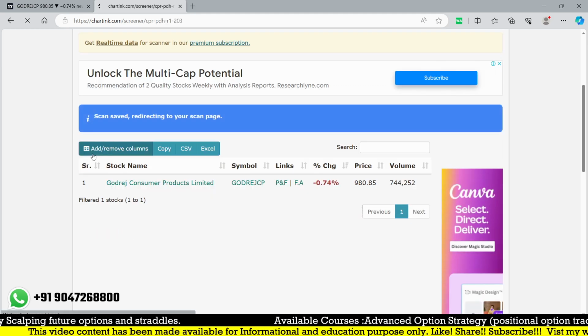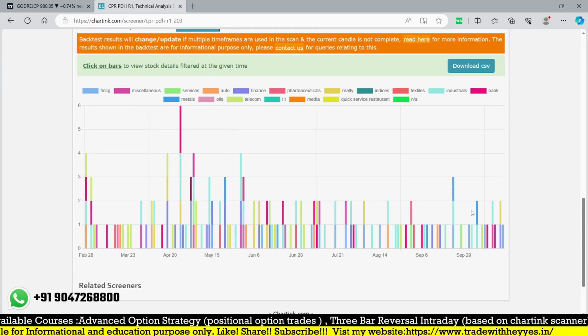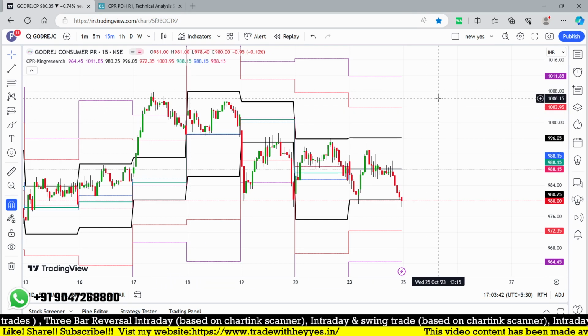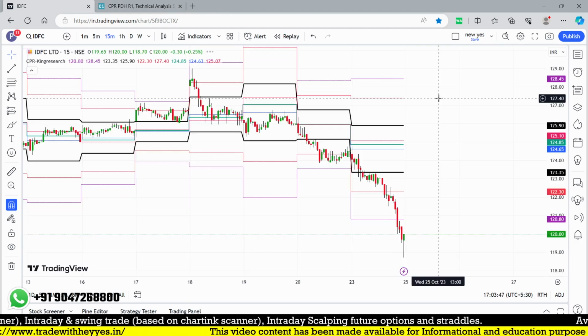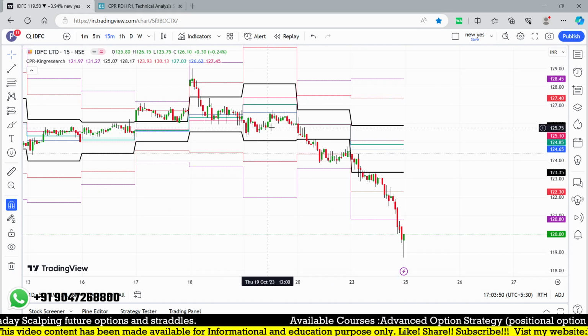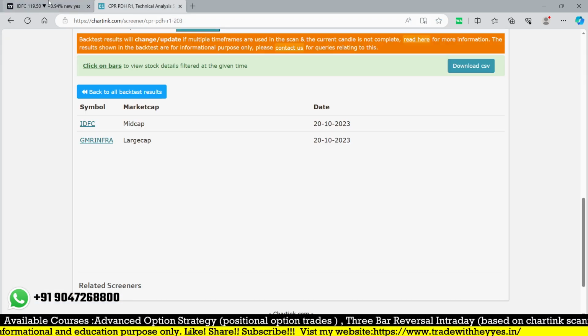Okay, so I'm going to submit this. The coverage consumer product is the stock, and previously we had a lot of stocks yesterday. So IDFC, GMR Infra. Okay, so let me go for IDFC. Yesterday there was a very huge move, and this is the previous high we can see here, around IDFC, right?